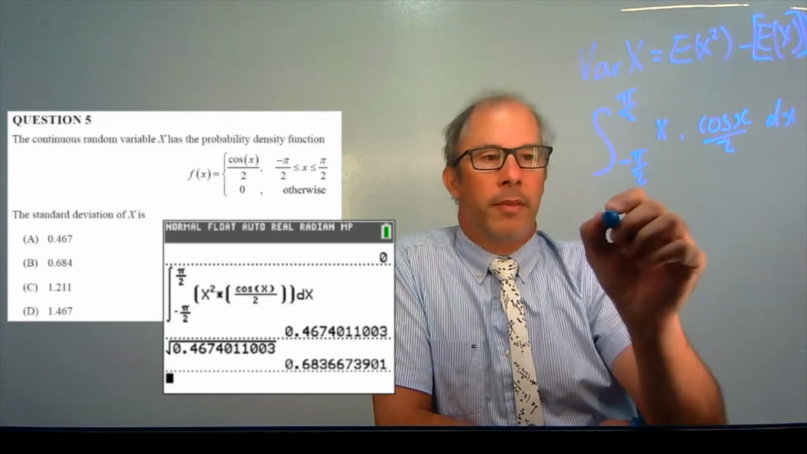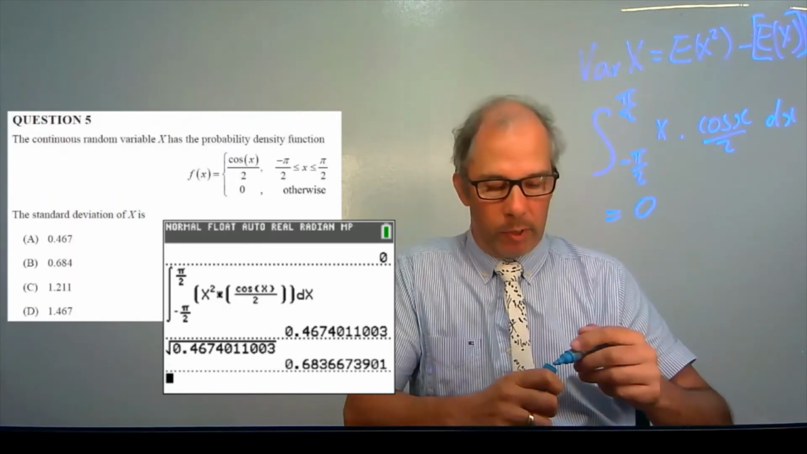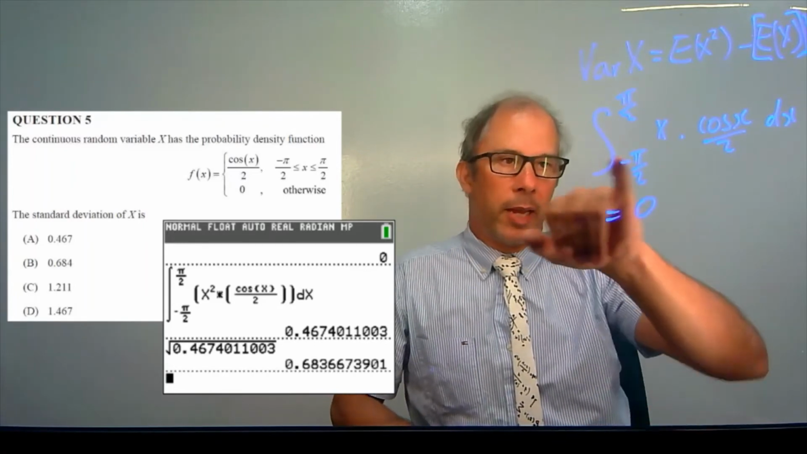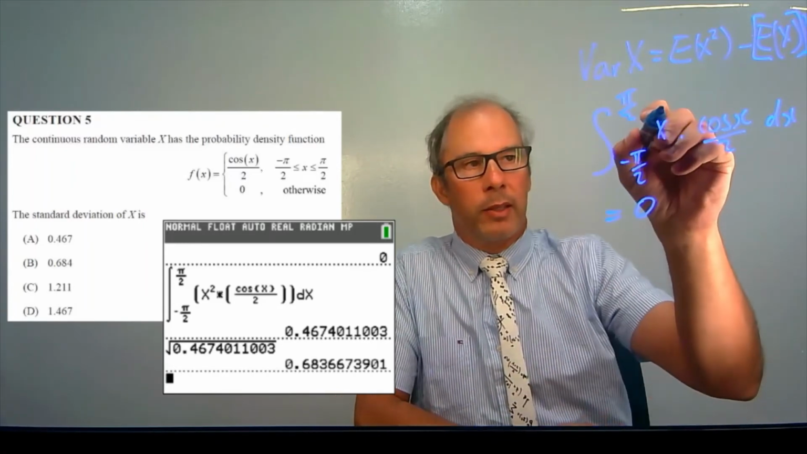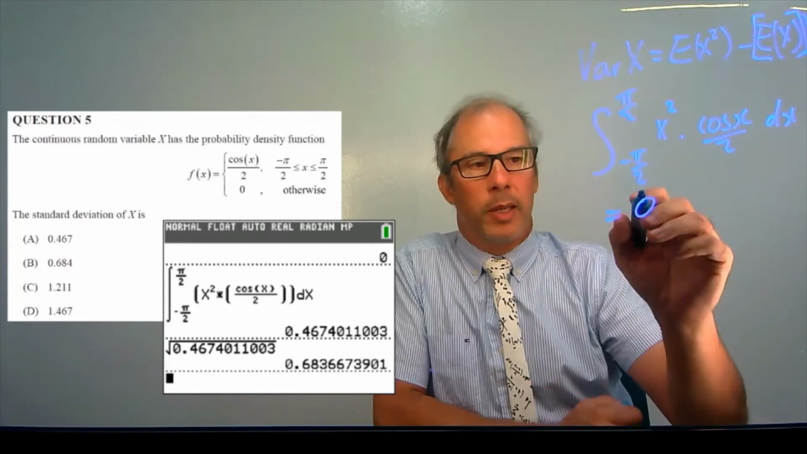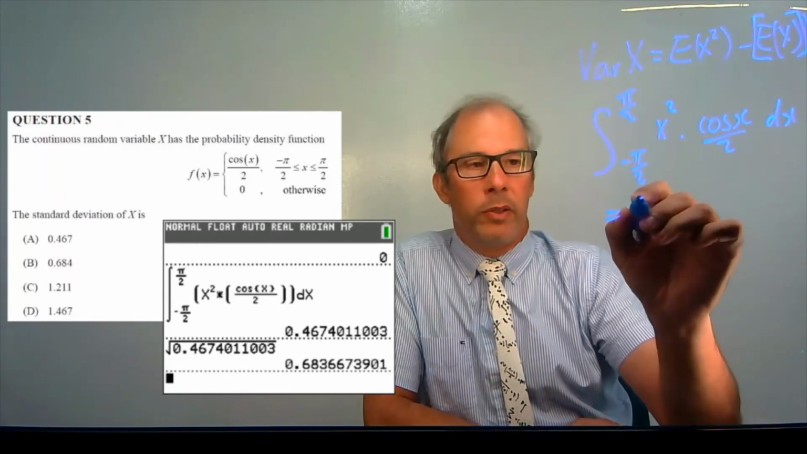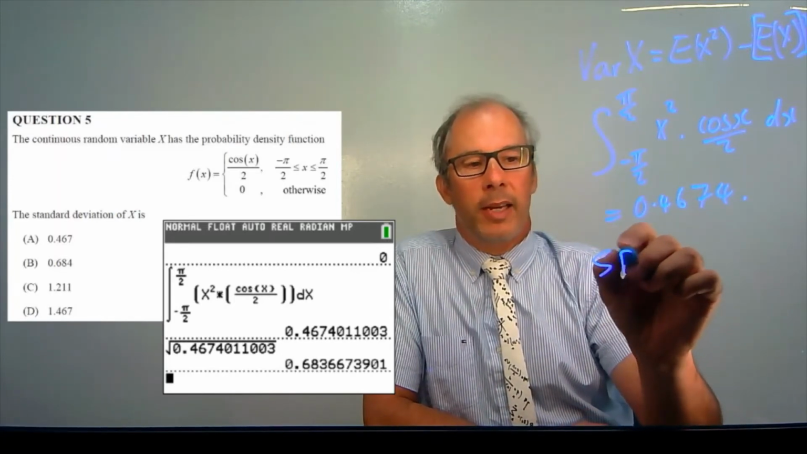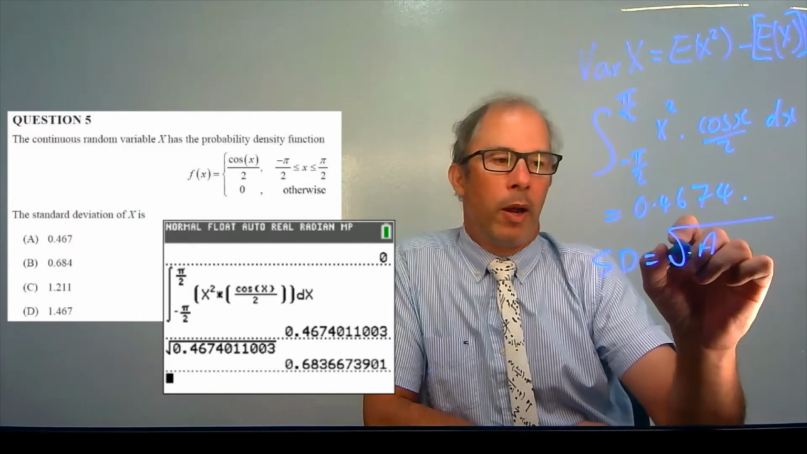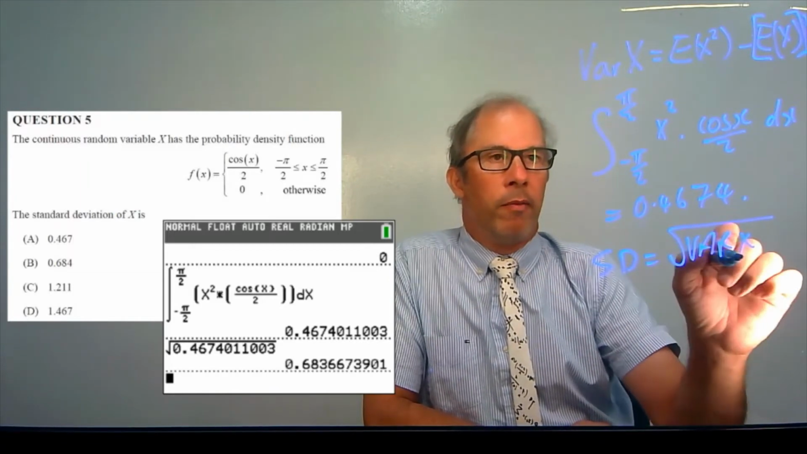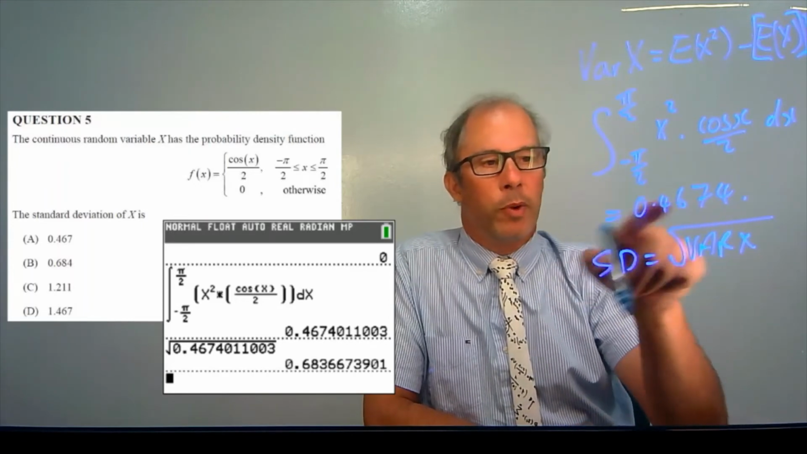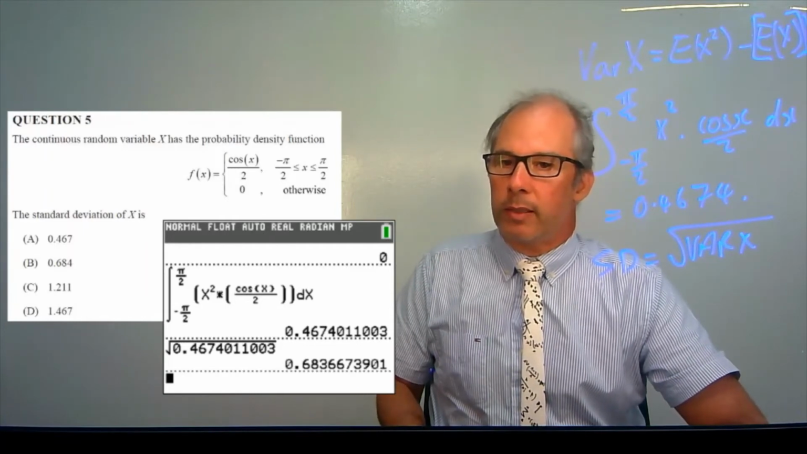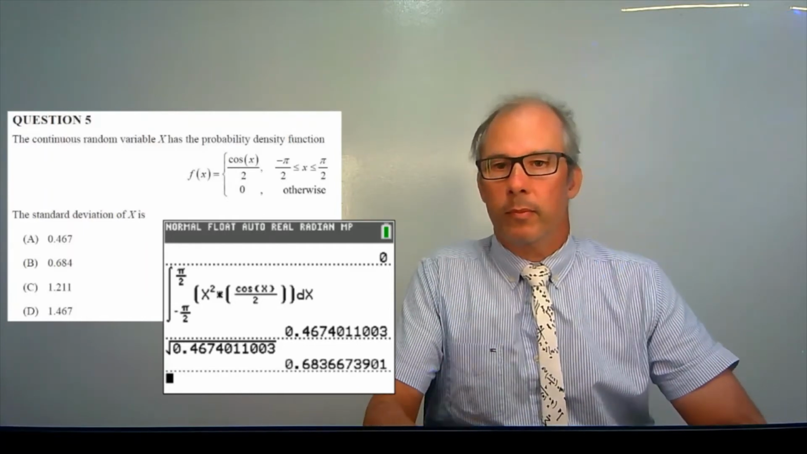Turns out that that is equal to 0. So when I use my calculator to work out that same calculation, but with the x squared part, that's what I've got on the screen there, I get a value of 0.4674. So my standard deviation is going to be the square root of my var x, so that's going to be the square root of that number there, which in this case is 0.68366. Okay, so question 5, the answer was B.